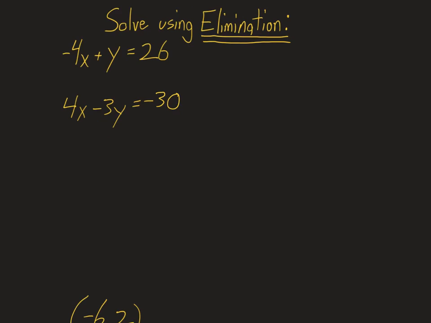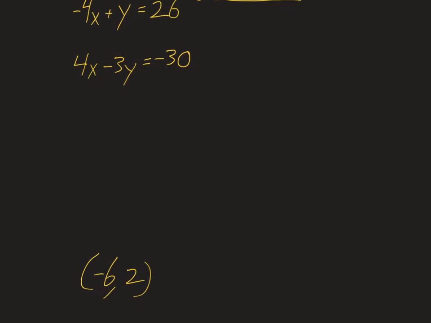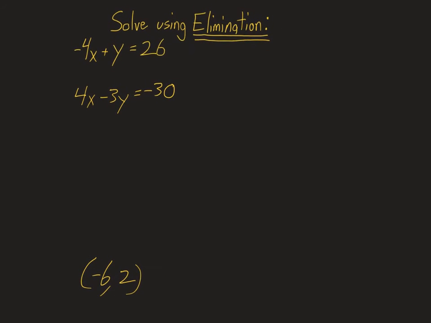All right, next. Solve using elimination. Oh, I can even see the solution peeking out. There you go. So you can see if you've got it right. Remember, the key here is to look for that opposite pair. Go.